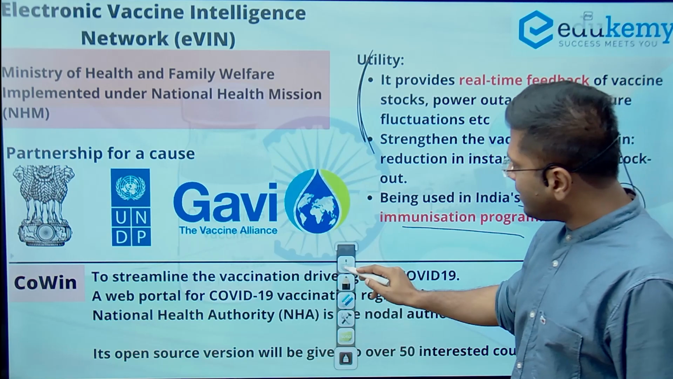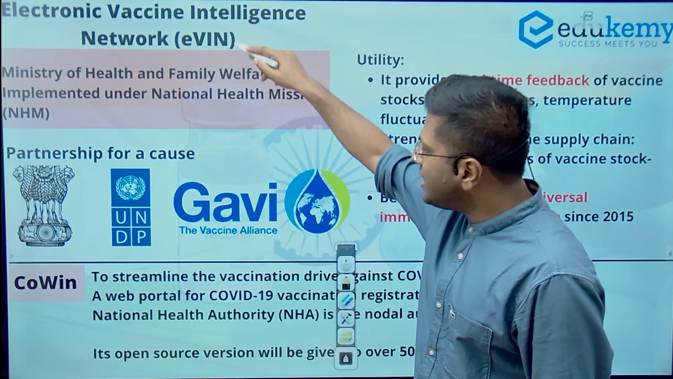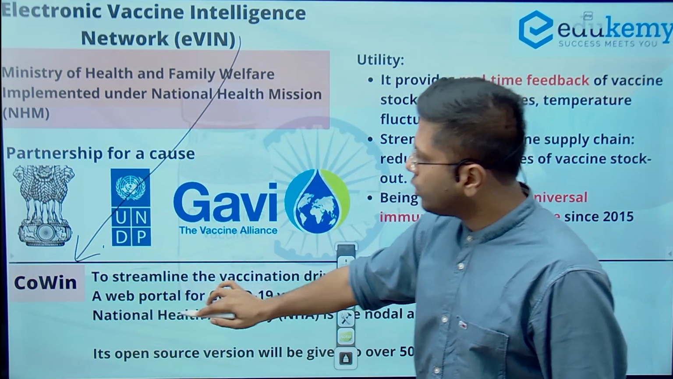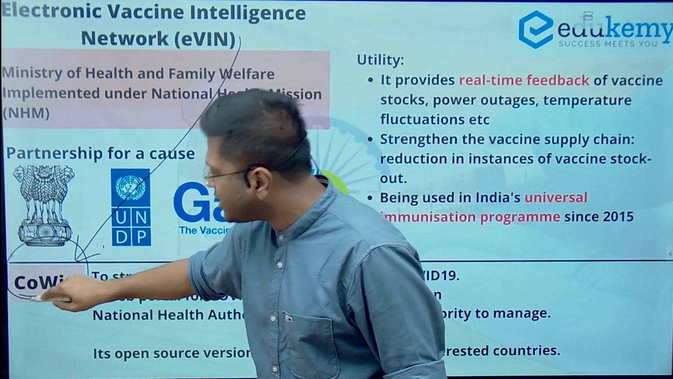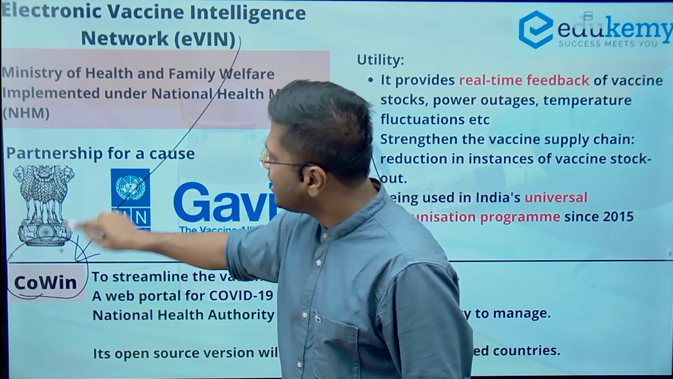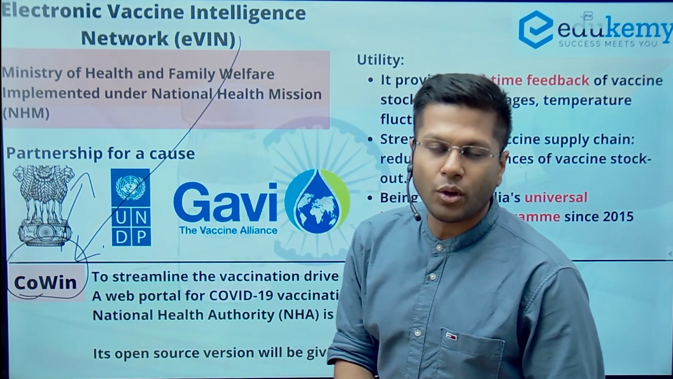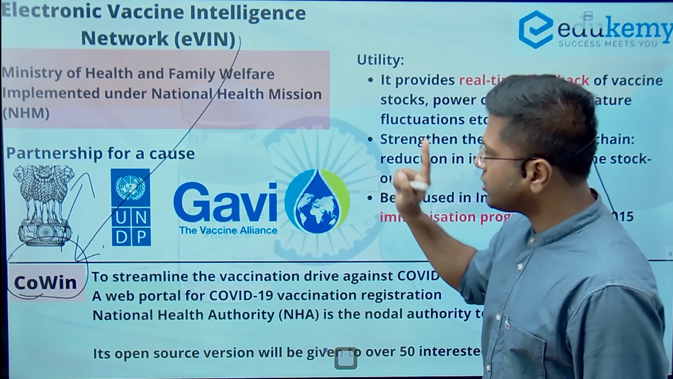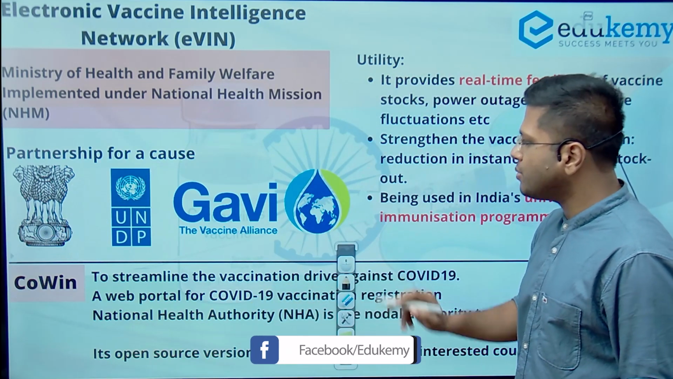Now, the very next scheme related to eVIN is CoWIN. So what are we talking of? The COVID-WIN portal, right? So corona vaccination is through CoWIN registrations. And now it has been extended for on-the-spot registration also for people, right? Earlier it was only online registration. Which ministry? Same ministry as all the other schemes as of now.